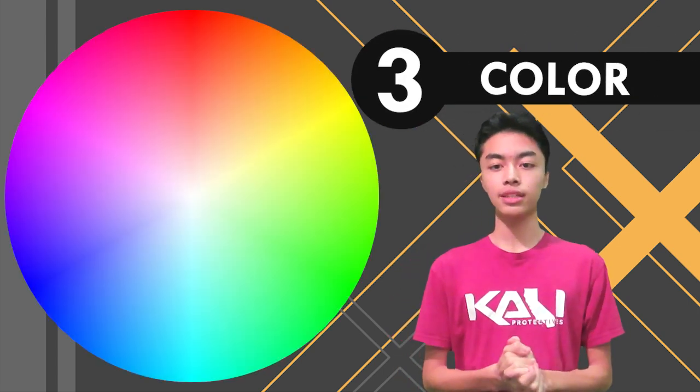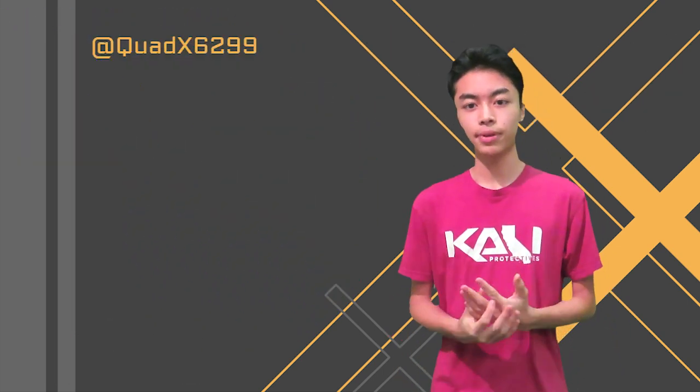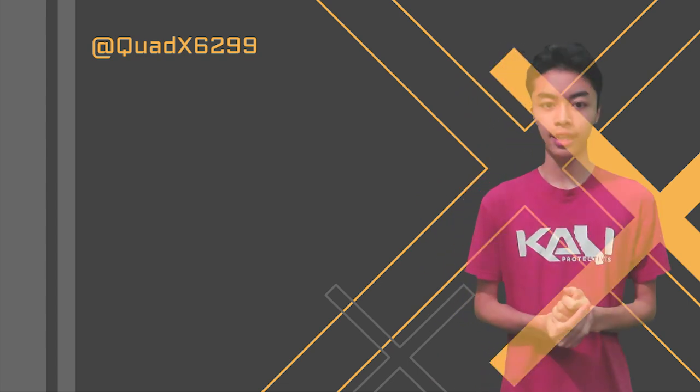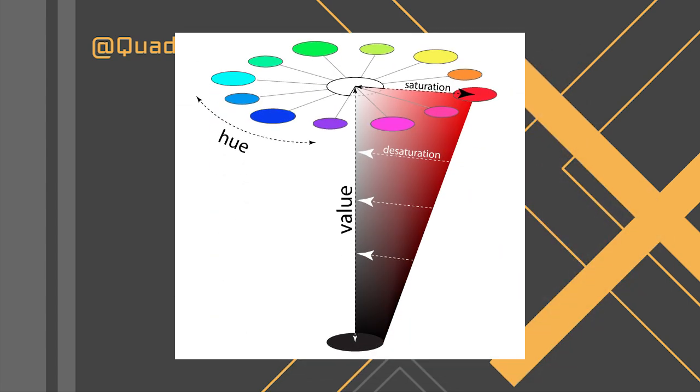There's color, which we talked a lot about in the last lesson. It's defined as the way light looks when it bounces off something into your eye. Hue and value both affect what a color looks like.